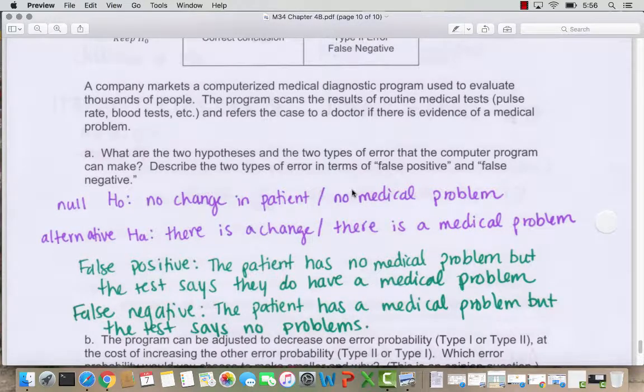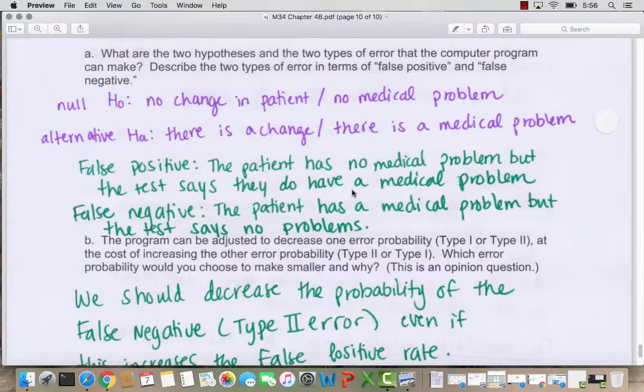So consider a company marketing a computerized medical diagnostic program. What are the two hypotheses and the two types of errors that could happen with this computer program? So the null hypothesis is going to say that there is no change in the patient or that there are no medical problems. The alternative hypothesis is going to say that there is a change or there is a medical problem with the patient. So the false positive is going to be that the patient has no medical problem, but the test says they do have a medical problem. The false negative is going to be that the patient has some medical problem, but the test comes back as no problems.